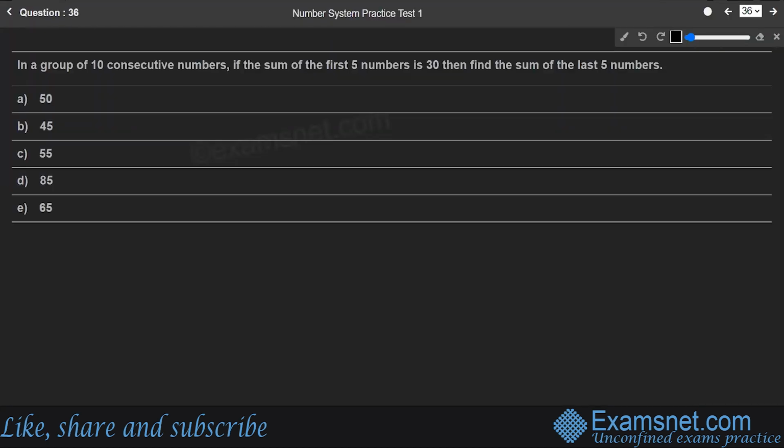He says, in a group of 10 consecutive numbers, if the sum of the first 5 numbers is 30, then find the sum of the last 5 numbers. We will not take all 10 numbers together, but rely on the condition given to us, that the sum of the first 5 numbers is 30. You can start with x, x plus 1, x plus 2, x plus 3, or begin with x minus 2, x minus 1. We are assuming the first 5 consecutive numbers, so there has to be a gap of 1 between them.